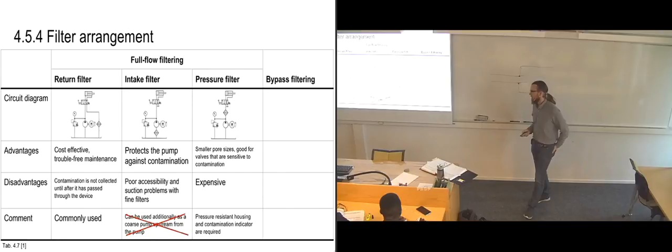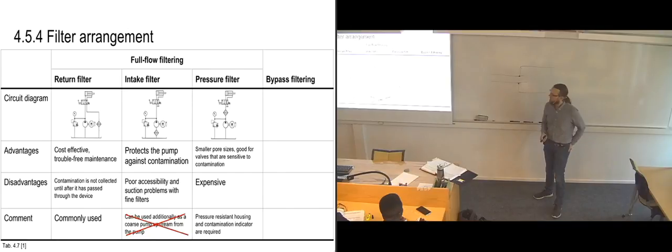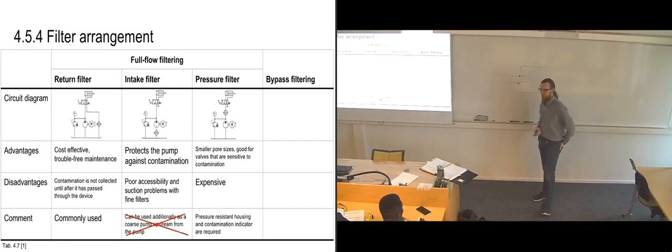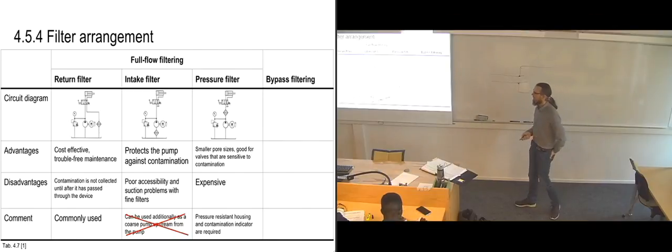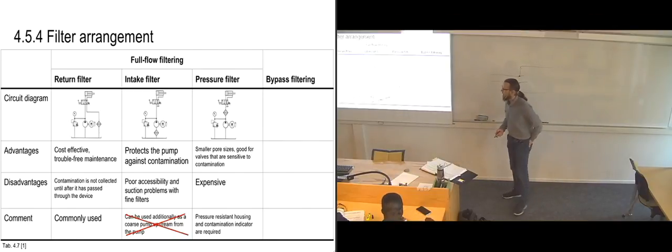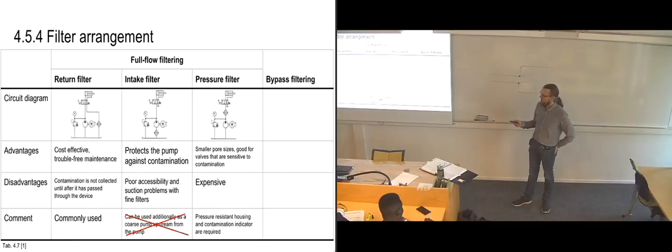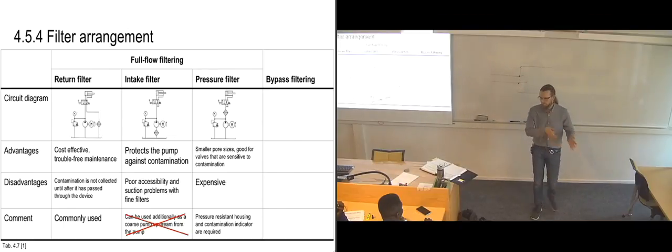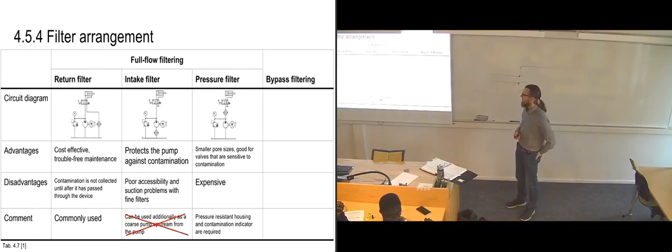And here it actually says that contamination indicators are required for these. As we saw earlier, it said that we should have contamination indicators. So I think it's a bit dependent on the system. Some systems require that you have contamination indicators, but there's not a requirement on the manufacturer of the pressure filter to actually include a contamination indicator in the filter.